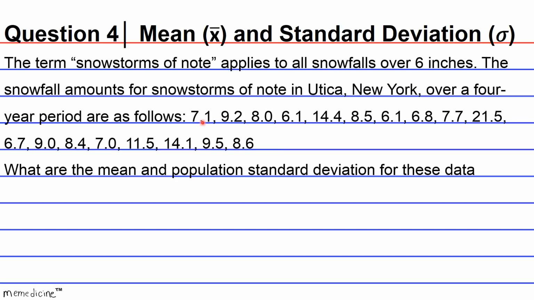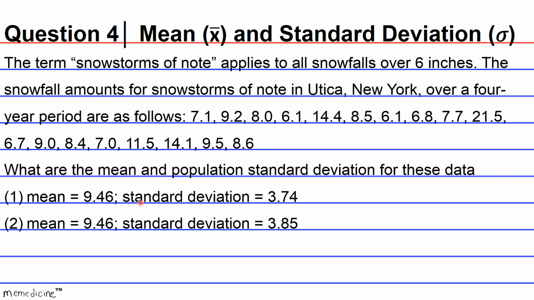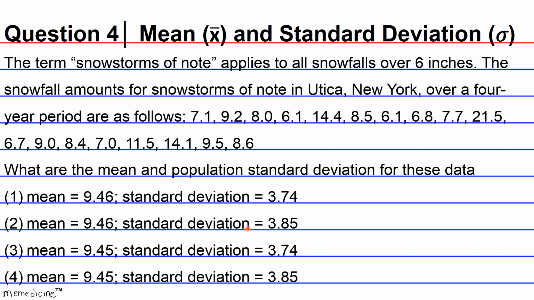Okay, so I think there are 18 data values. Is it going to be answer choice 1, a mean of 9.46 inches with a standard deviation of 3.74? And remember, we're looking for the sample mean, x bar, and the population standard deviation, sigma, okay? Is it going to be answer choice 2, answer choice 3, or answer choice 4? Definitely press pause if you need to, and I'll give you a moment to think.